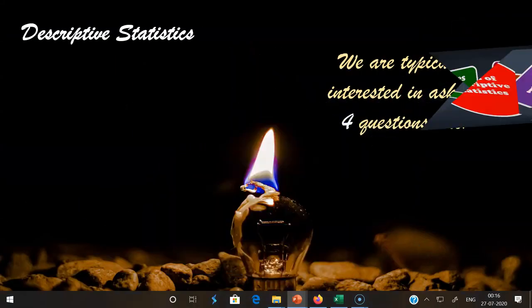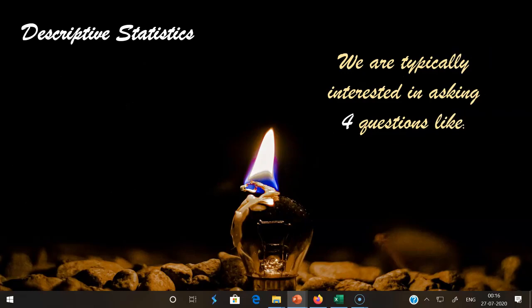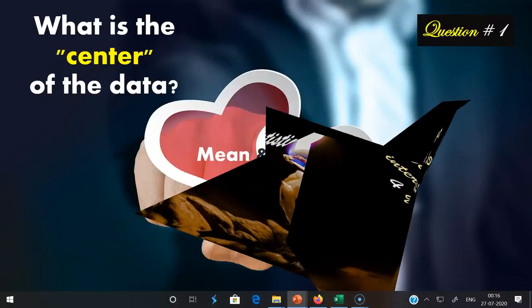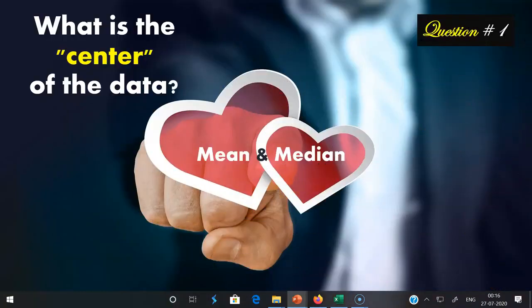Normally, in descriptive statistics, we are typically interested in asking four types of questions. The questions are as follows. Question number one: what is the center of the data? For this, we have to get the conclusions or findings as a result of measures of central tendency. Therefore, I am highlighting mean and median in these slides.